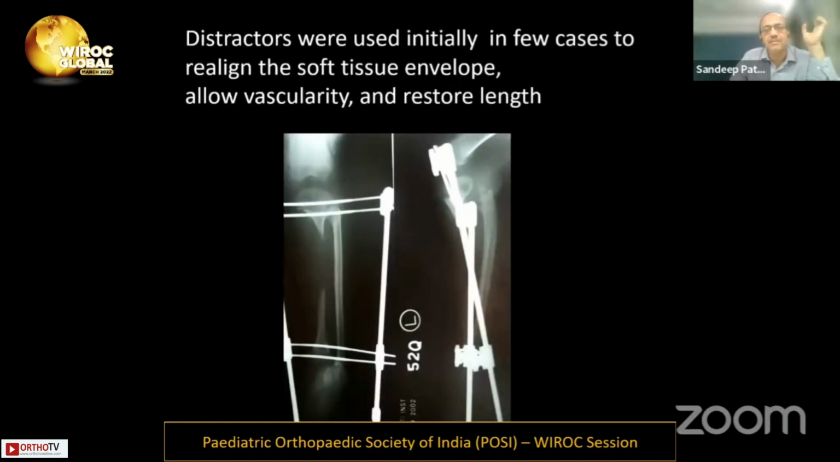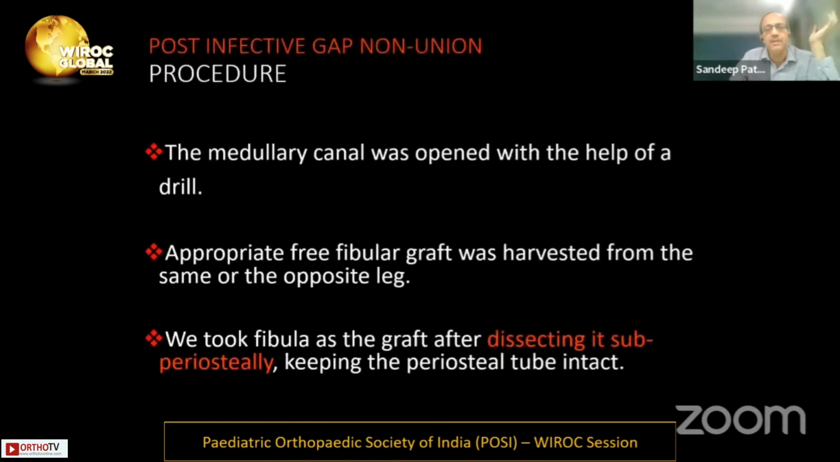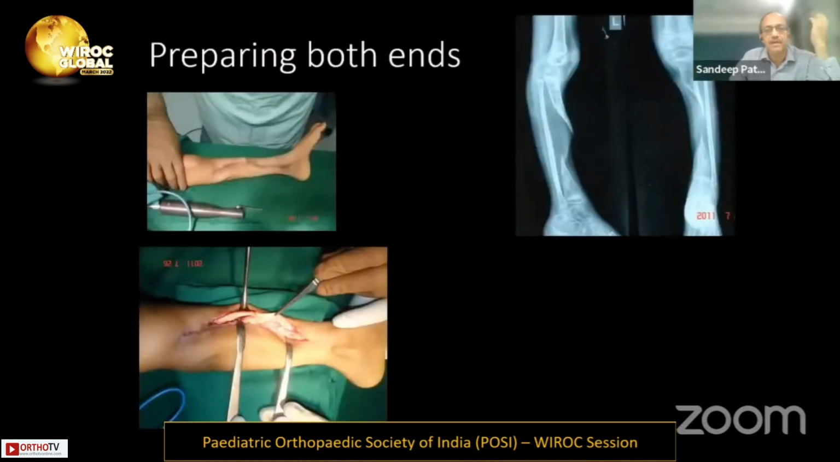So distractors can be used to realign the soft tissue envelope, restore the length, and allow for some vascularity. Then you open the medullary canal on either side with a drill, and an appropriate size fibular graft is taken from the same or the opposite leg, depending on your choice and stability. I take it subperiosteally. Taral has his way of doing it percutaneously. So this is an example.